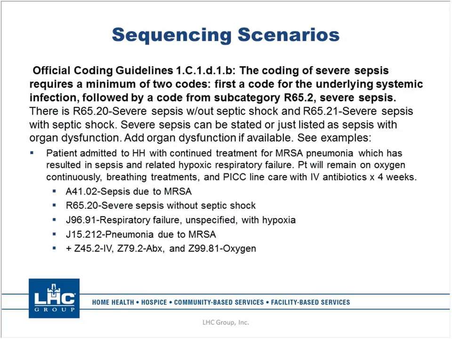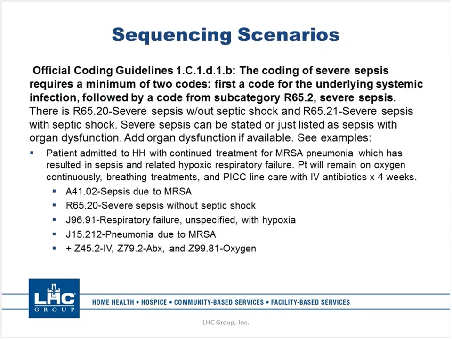Now, the next guideline says the coding of severe sepsis requires a minimum of 2 codes. First, a code for the underlying systemic infection, which is our sepsis code, and then followed by a code from subcategory R65.2, severe sepsis. Now, there's 2 severe sepsis codes. There's R65.20, which is severe sepsis without septic shock, and R65.21, which is severe sepsis with septic shock.